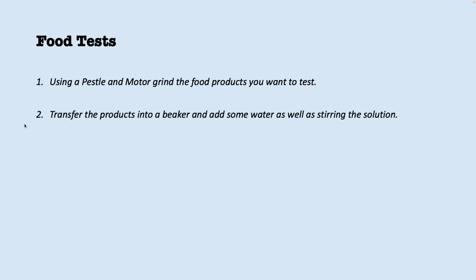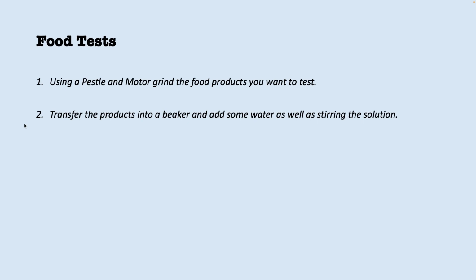Okay, so the first steps of the method include breaking down your food sample and dissolving it so you can see a visible color change to show a positive or negative result. So you would first of all use a pestle and mortar to grind the food products, so you can break the food products down into smaller, more soluble pieces. Then you would transfer the products into a beaker and add some water as well as stir the solution. This will allow the food products to dissolve into the water.